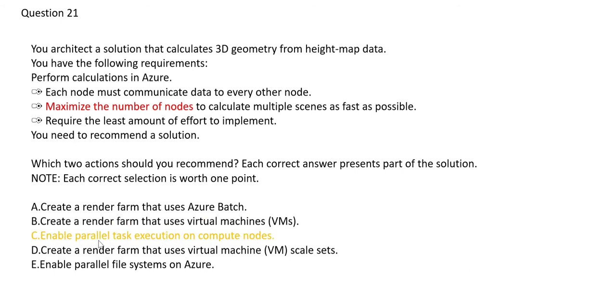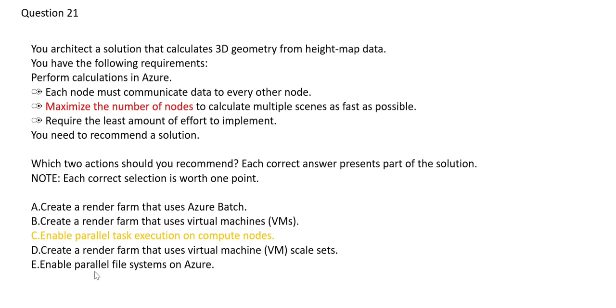Option C, parallel task execution on compute nodes. This is what we need. We need parallelism, because you have to do so many things as fast as possible. So you need parallelism. This is right.